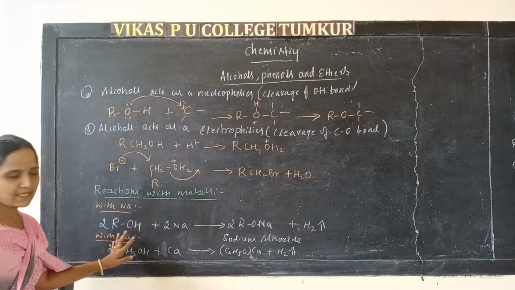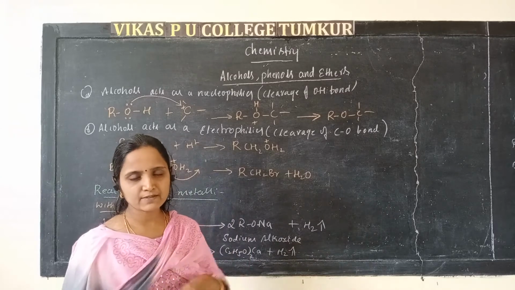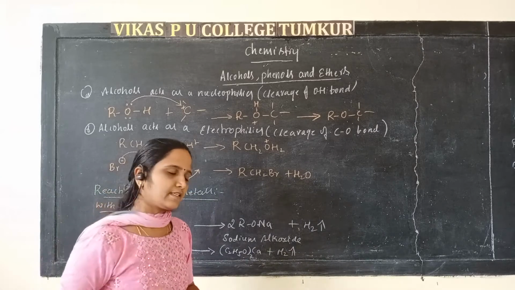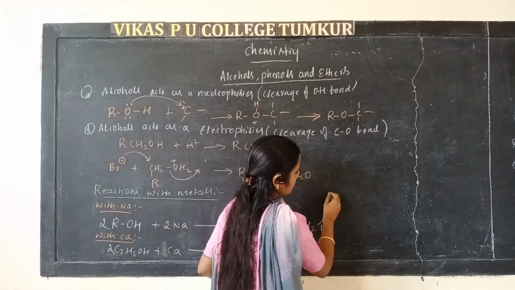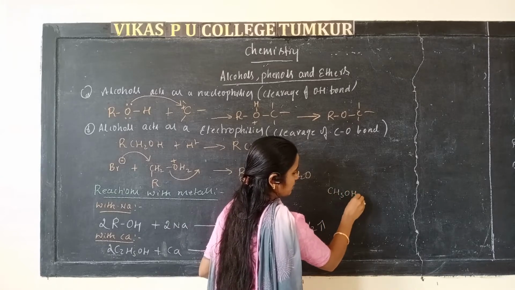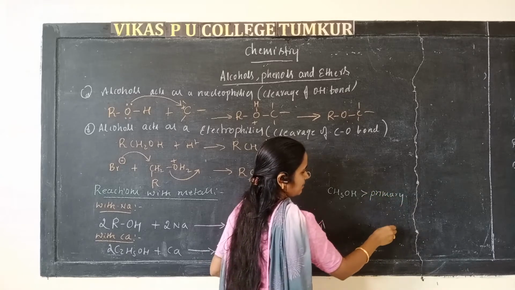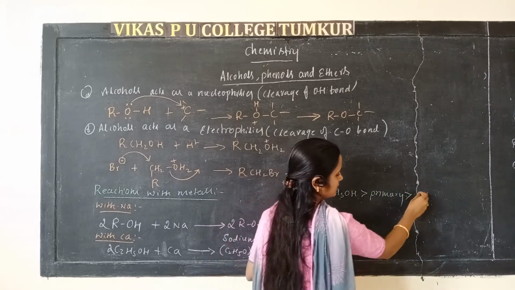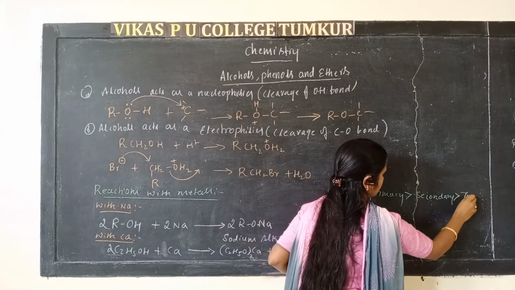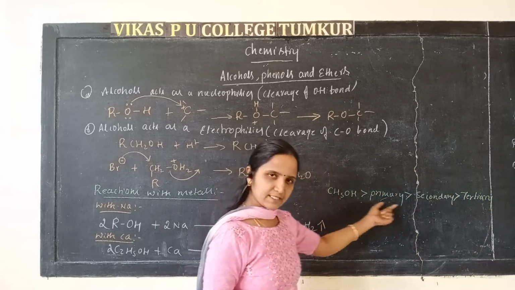Alcohols react with sodium and calcium because of their acidic nature. The acidic nature decreases in the order: CH3OH is more acidic than primary alcohols, primary is more acidic than secondary, and secondary is more acidic than tertiary. Why is the reactivity series like this?